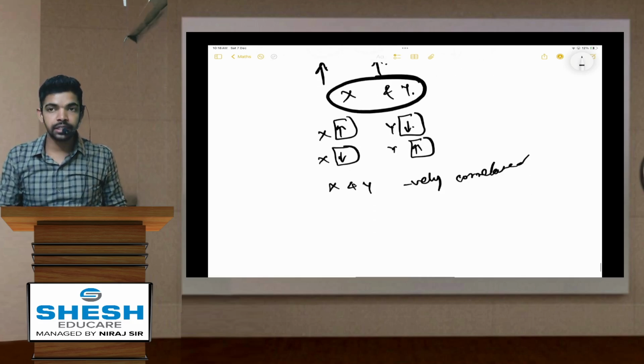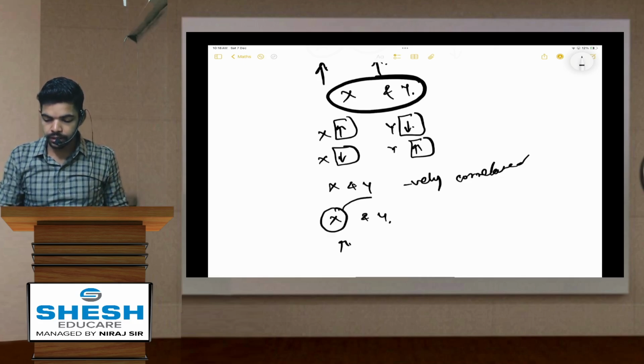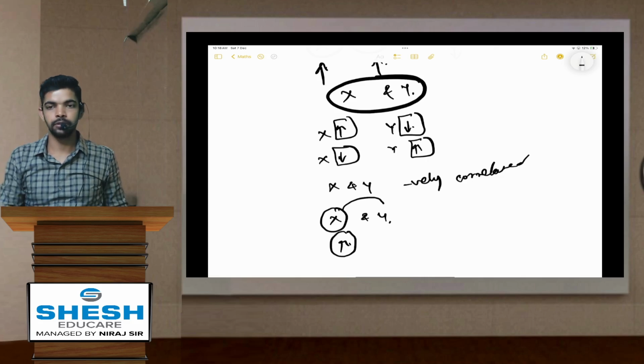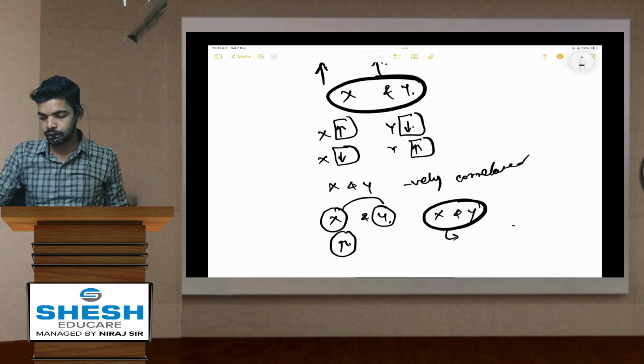If there is no correlation between x and y, meaning if x is increasing and the increment of x has no impact on y, then we say x and y are not related. They do not have any correlation. So this will also be called zero correlation.